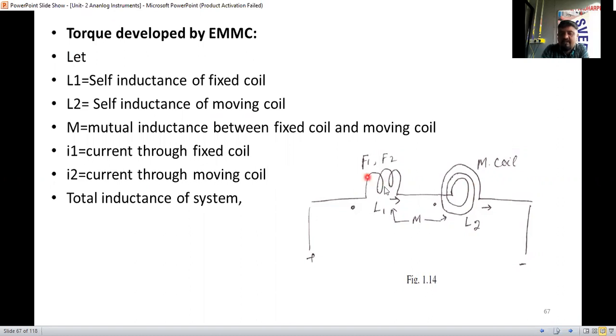The representation I am telling here now. This is the fixed coil. It has two parts, F1 and F2. Okay, the total fixed coil F we are going to consider. This F is divided into two parts, that is F1 and F2.